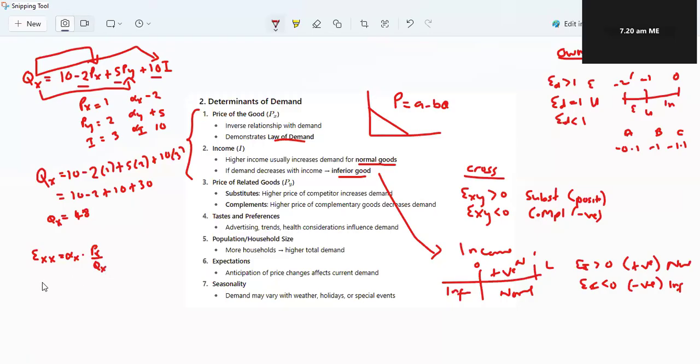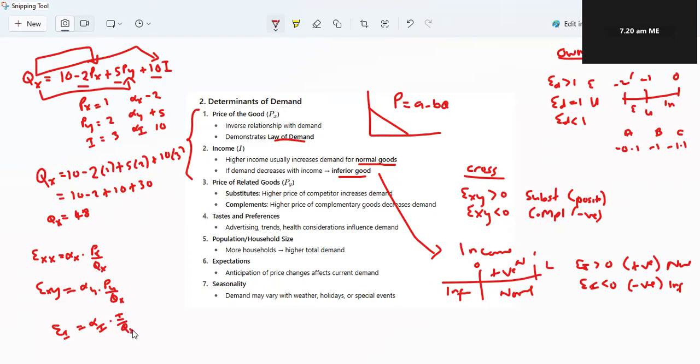Then if it's crossing from good X to good Y, we look at the gradient for good Y and the actual price for good Y over the overall quantity demanded, QX. We do the same with income elasticity. Income elasticity is the gradient for income times the actual price for income over the quantity of good X.